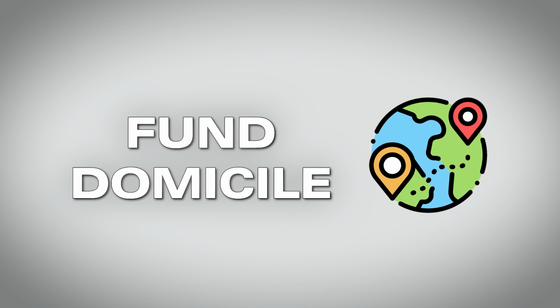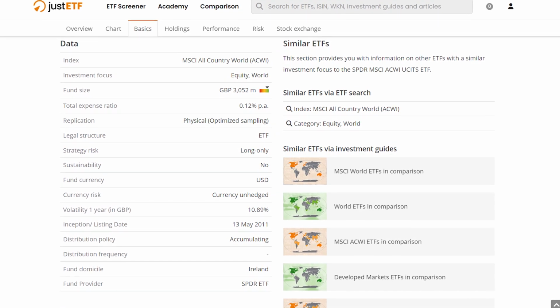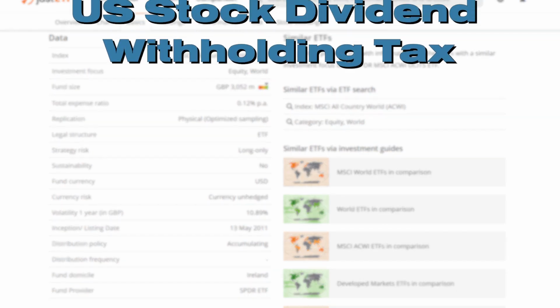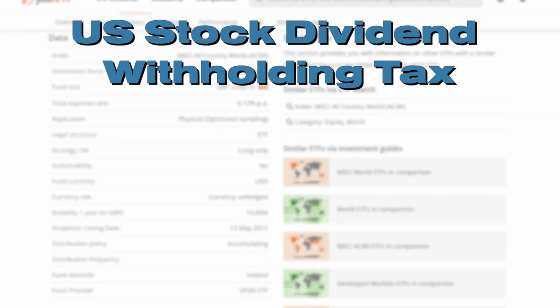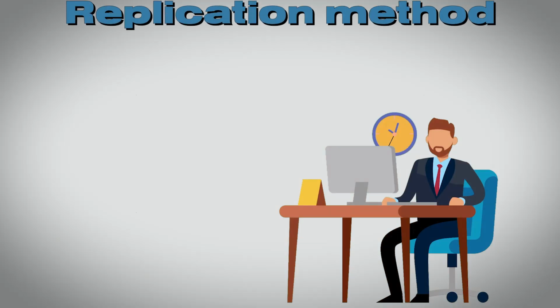Next up, fund domicile. Just ETF is a great website for easily seeing where an ETF is domiciled by simply looking at the basic details tab. You'll find that, with some exceptions, most ETFs are domiciled in Ireland or Luxembourg. Ireland is usually favourable for investors as withholding tax on US stock dividends is only 15% compared to 30% for Luxembourg.